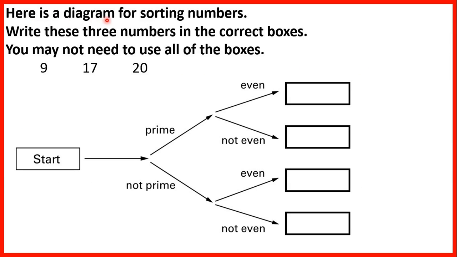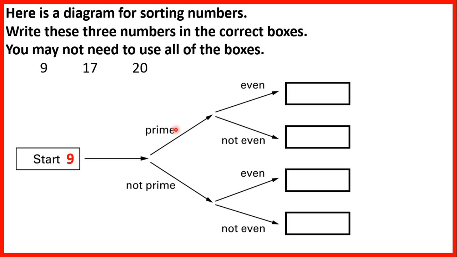Here is a diagram for sorting numbers. Write these 3 numbers in the correct boxes. You may not need to use all of the boxes. So we have the numbers 9, 17 and 20. So let's start with the number 9.